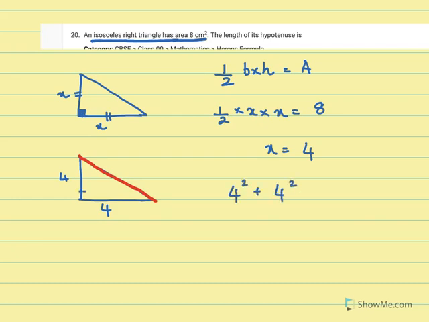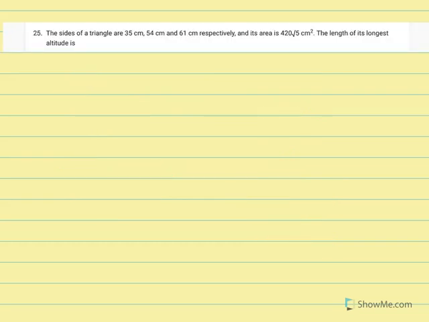4 square plus 4 square, because this is 90, equal to hypotenuse. I'll put this hypotenuse as y, y square. When you work out, you get 32 equal to y square, under root 32 equal to y. So this is under root 32. The sides of a triangle are 35, 54, and 61, and its area is 420 under root 5 centimeter square.